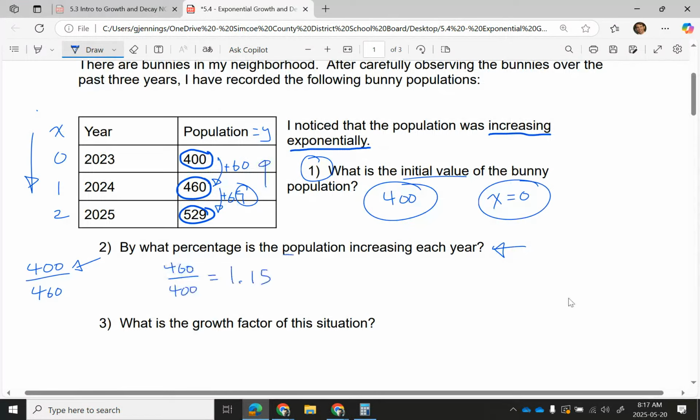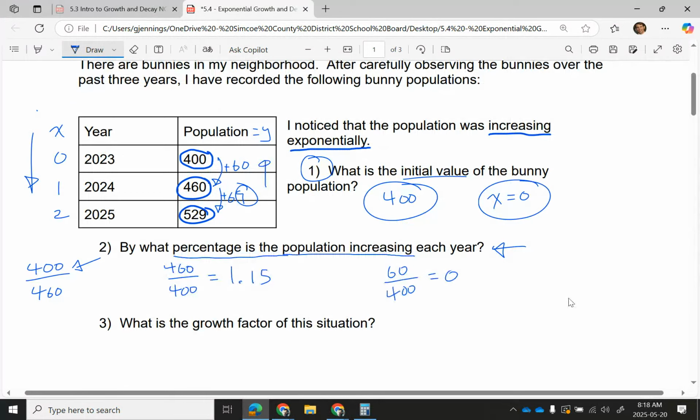The question asked was, what percentage is the population increasing each year? I see 1.15. Shouldn't that be like 11.5 or something like that? Why 15? I divided 60 by 400, which would give you 0.15, which is the same thing. Convert this decimal to a percent, times 100. So it's 15%.